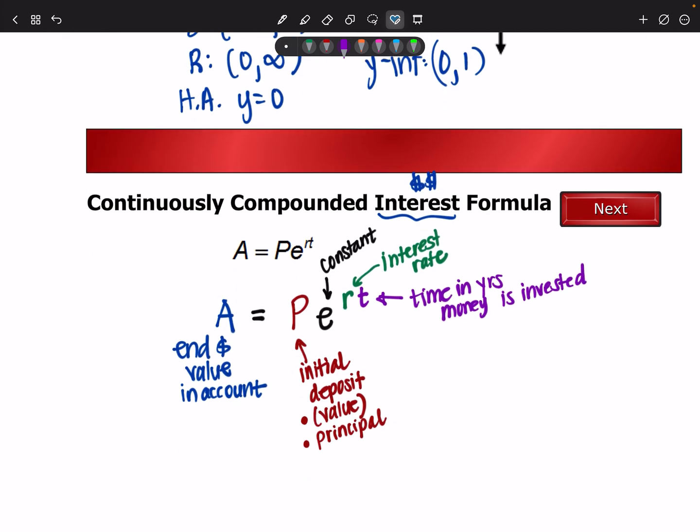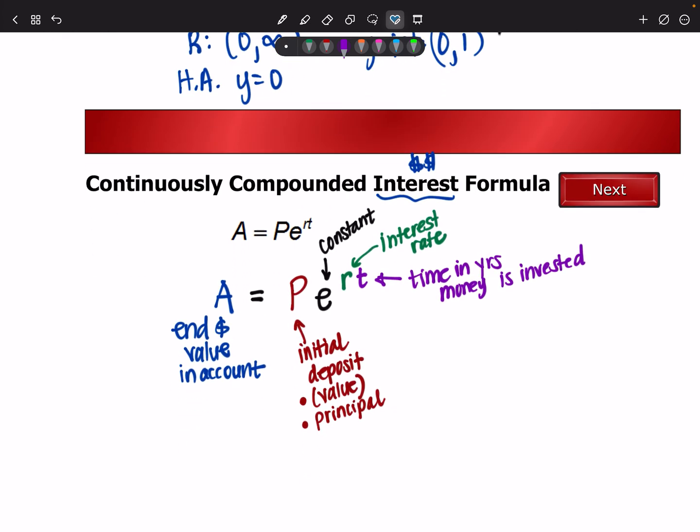So what happens when interest is compounded continuously is that your money goes into an account and it's constantly making money. It's constantly earning interest. You deposit your money, and as soon as you deposit it, it earns interest. Not only does your initial deposit earn interest, but whatever interest you've earned earns more interest. So the money you make makes more money.